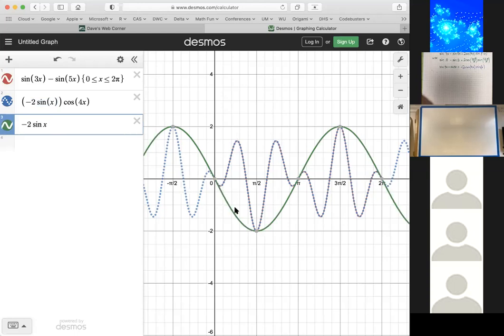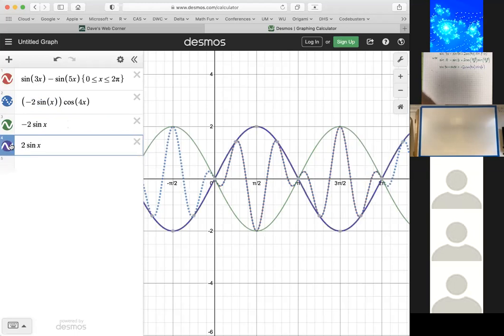And do you see how it fits the peaks and valleys? Let me draw 2 sine x next to it. It won't let me draw it on the same line, so I'll do it underneath. So the sine x, let me make them both green. And let me make them dotted.